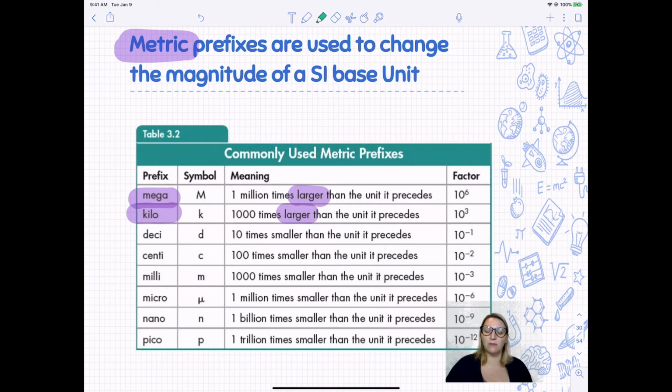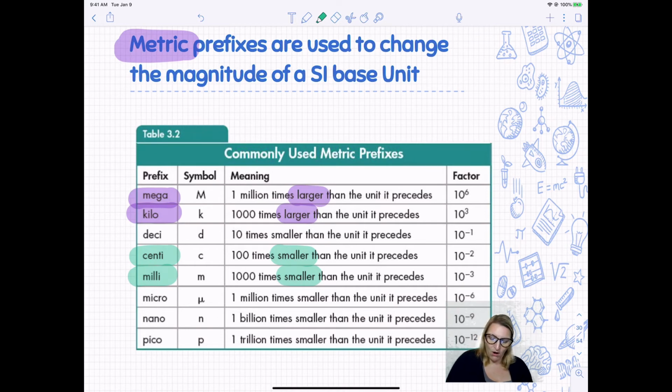So you can see it's much bigger. Conversely, many metric prefixes make that base unit smaller. Centi and milli are probably ones that you know, and of course, they do make that smaller. A meter is about a yard, but a centimeter is maybe this big, and a millimeter is really small.